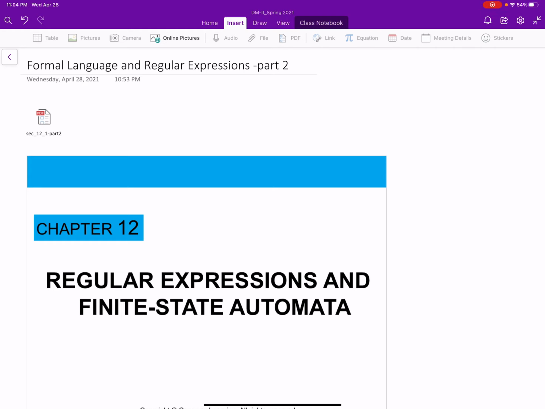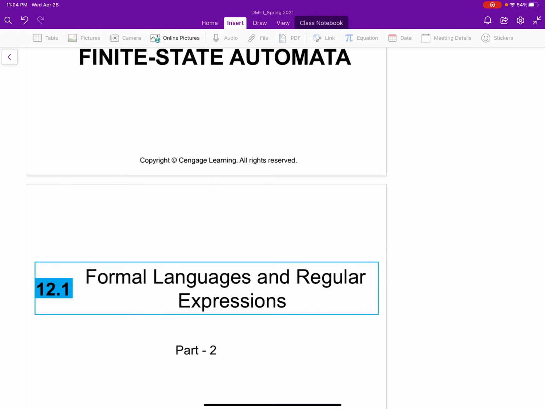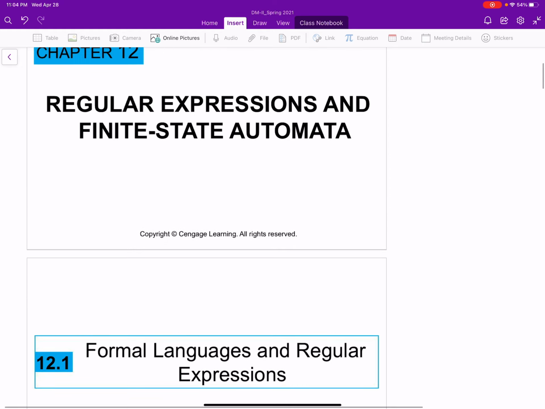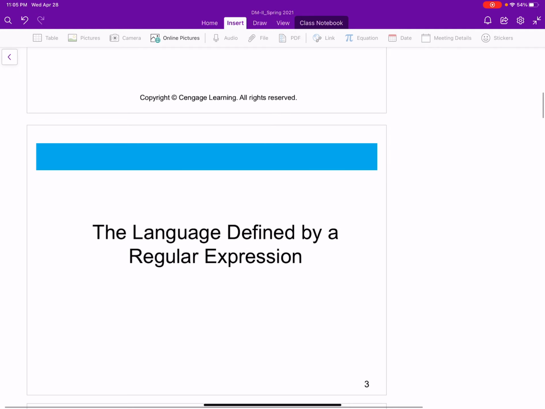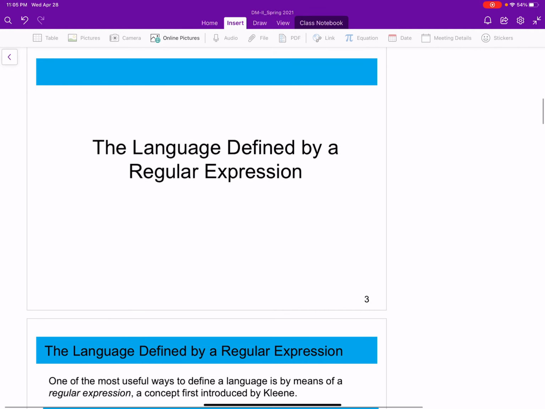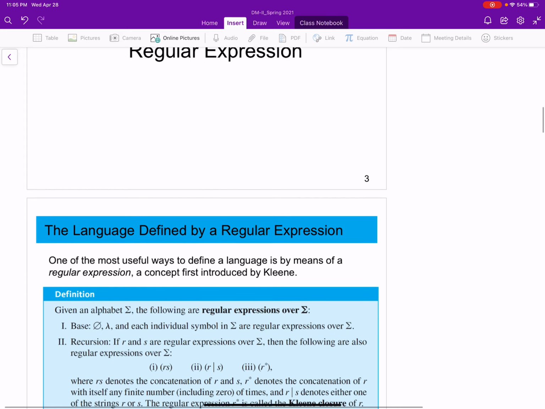Hello. Today we are moving to the second part of section 12.1. Section 12.1 is formal languages and regular expressions. This is chapter 12, which is regular expressions and finite state automata. In this part, we are going to talk about the language defined by regular expressions.